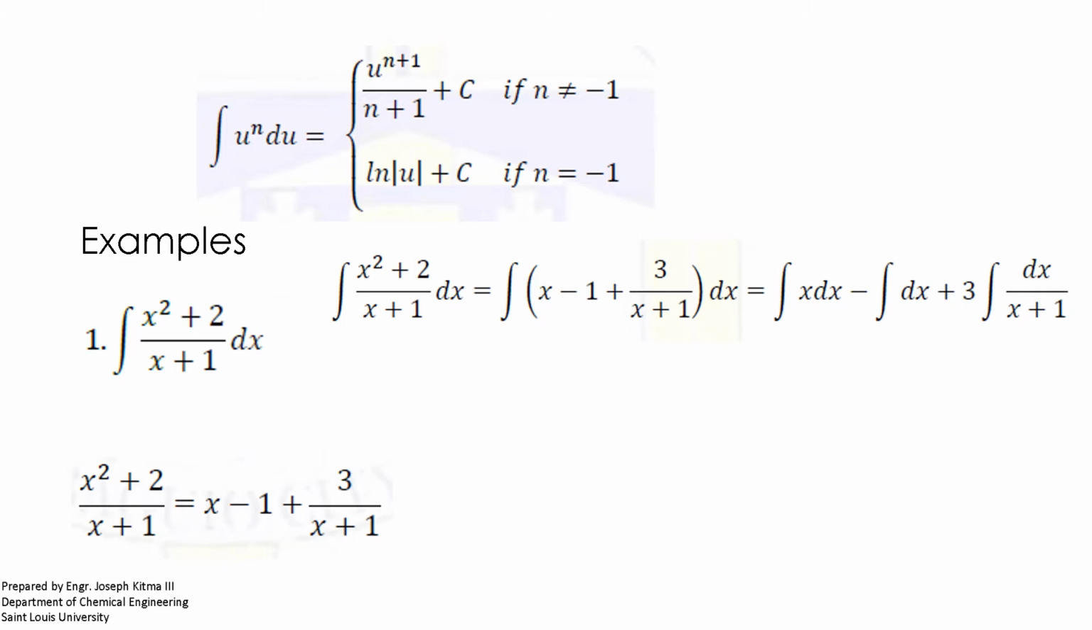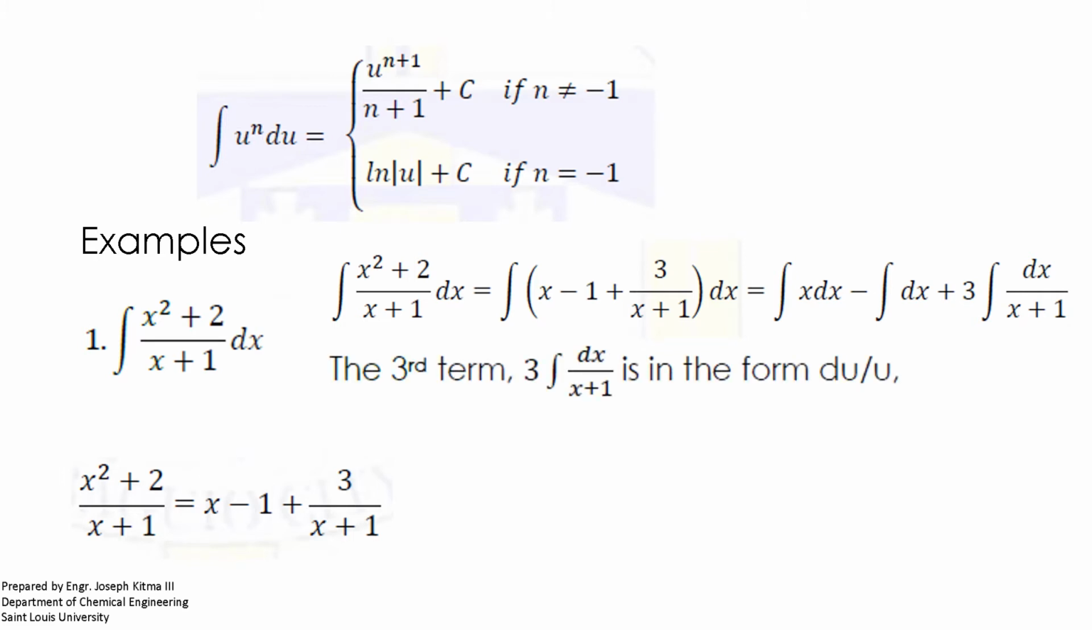And if we apply the properties of integrals, we could distribute our integral sign and the differential dx to each of the terms found in the integrand, making it the integral of x dx minus the integral of dx plus 3 times the integral of dx all over x plus 1. If you notice, the third term is 3 times the integral of dx all over x plus 1.